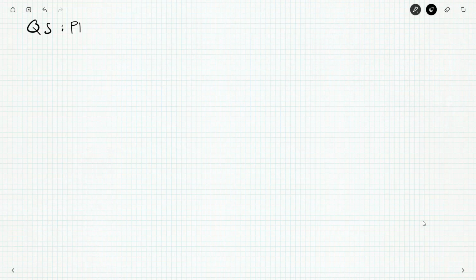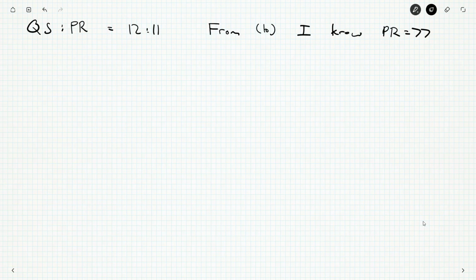So QS to PR is 12 to 11. And I would say from B, we know PR is 77. Well, ratios, they're not the easiest thing to work with. Basically, a 11th of PR is the same as a 12th of QS. So we can actually rearrange this into a fraction. So QS over PR is 12 over 11. This would be a great way to do it. Plug in your 77, and you'll get QS as 84.